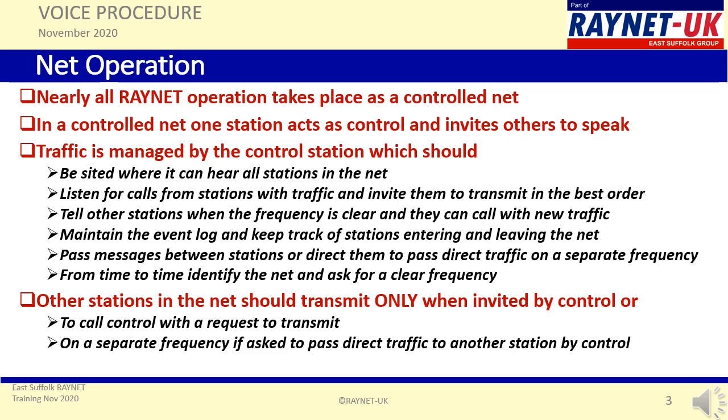Control passes messages between stations if they can't hear each other, or direct them to pass traffic on a separate frequency if they have a lot of point-to-point traffic. From time to time, Control will identify the net and ask for a clear frequency from other stations. Other stations in the net should only transmit when invited to do so by Control or to alert Control to traffic. Stations should go to a separate frequency if directed by Control in order to pass direct traffic efficiently without completely locking out other traffic from the net.